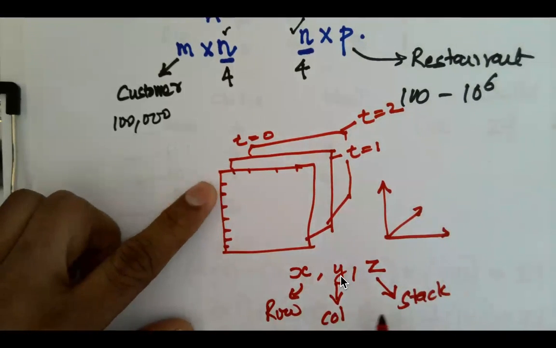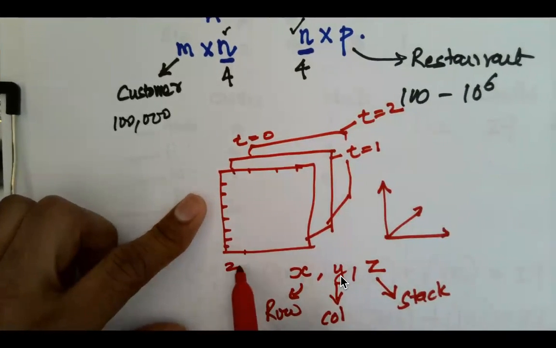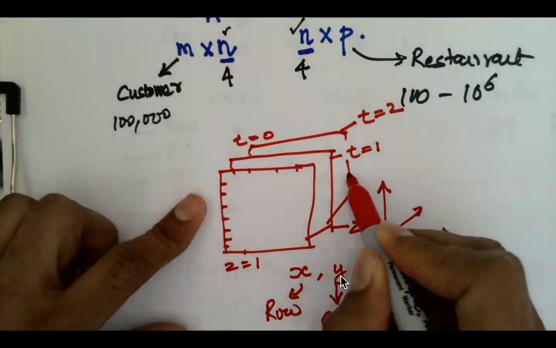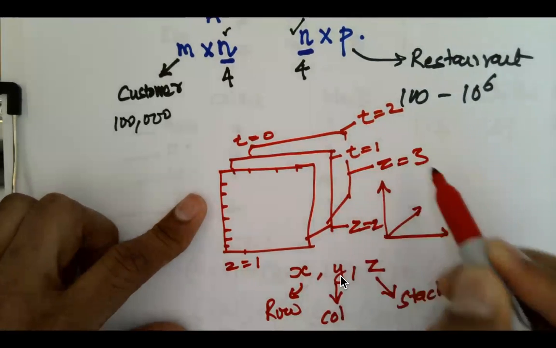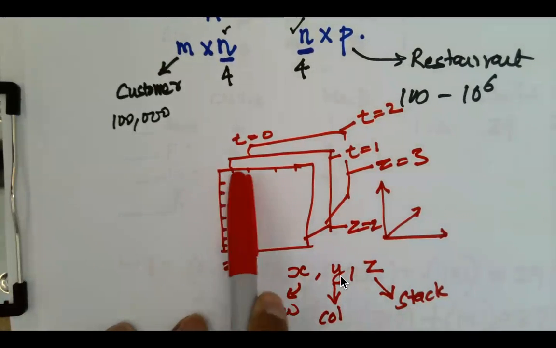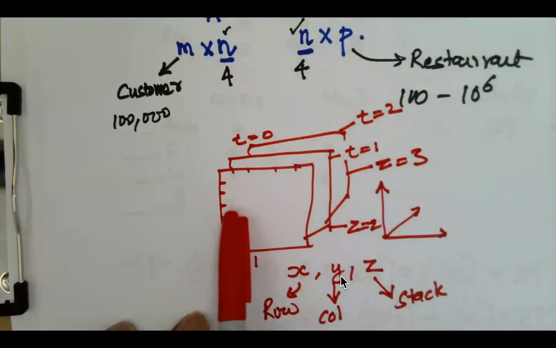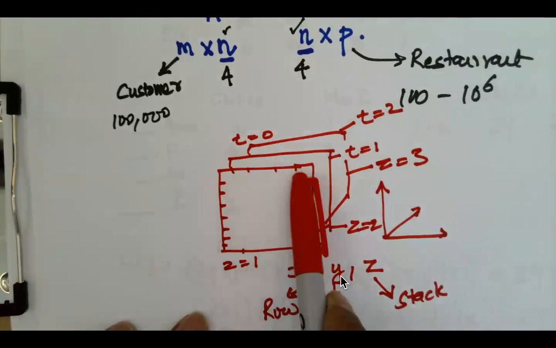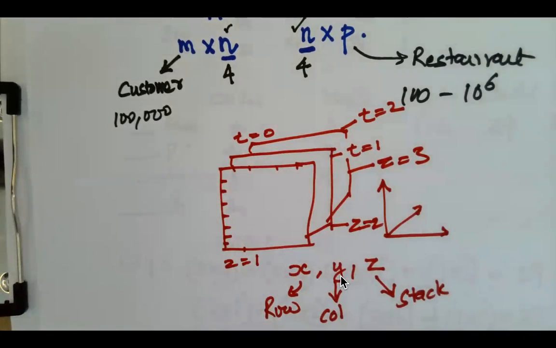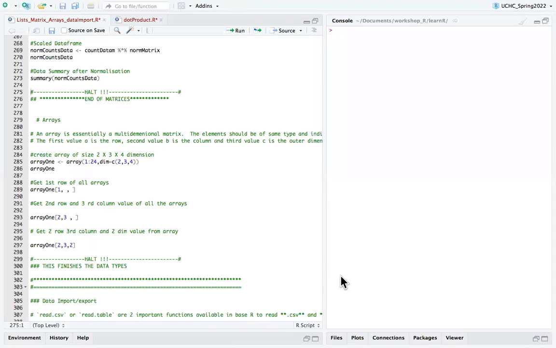For this particular one, z equals 1. This is z equals 2. This is z equals 3. So that's how the depth is. X is the number of rows or attributes we are looking into, and y is the number of samples or columns. That's the x, y, and z. So an array has three attributes associated with it.